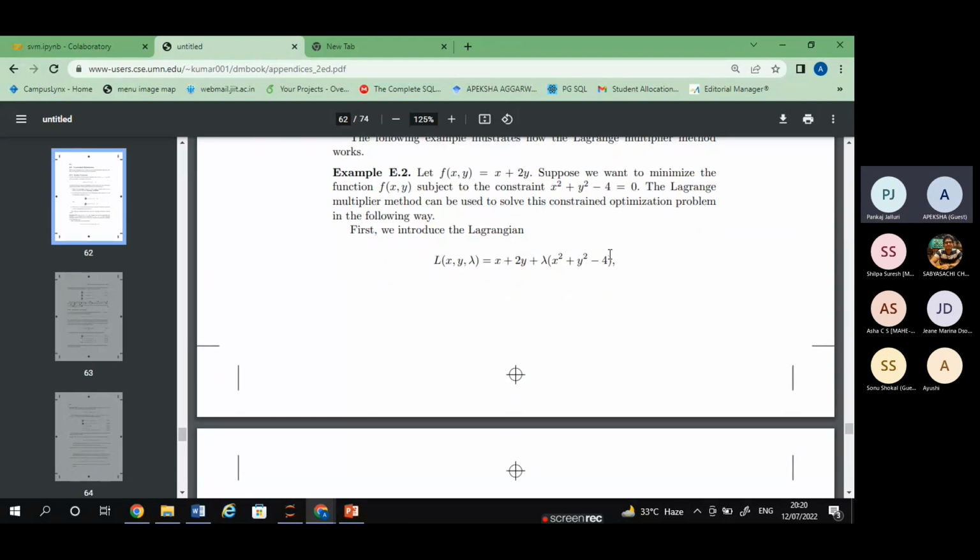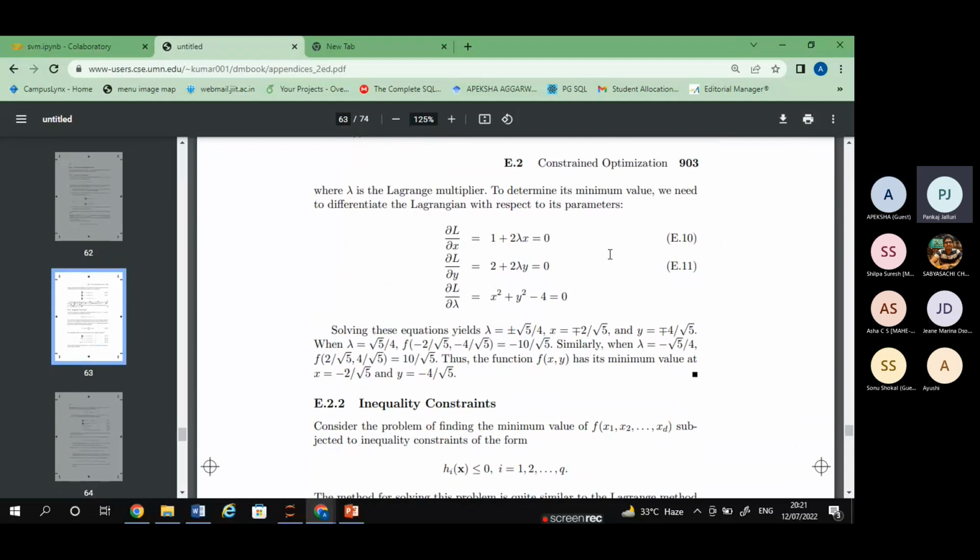I hope this example is clear. Yes, it is clear. Okay.